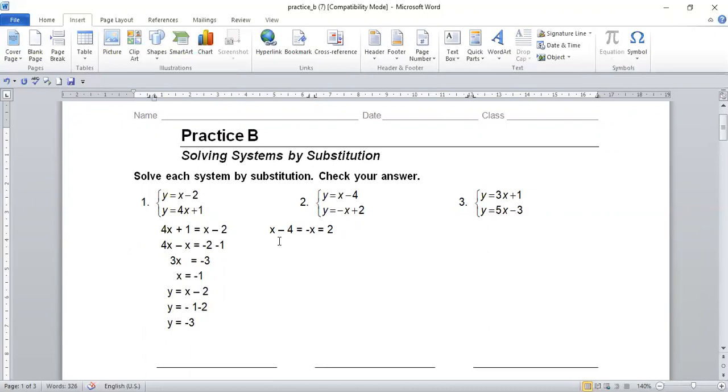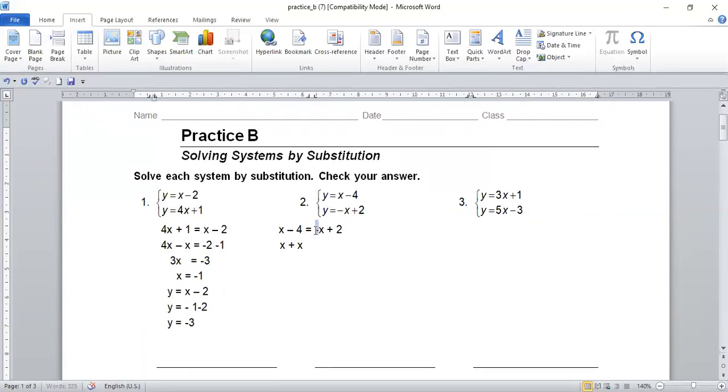Minus x plus 2. So what's the next step going to be? Bring all the x's to one side. So that's going to be x plus x, right? Because here already we have x plus x, because that's minus x here.